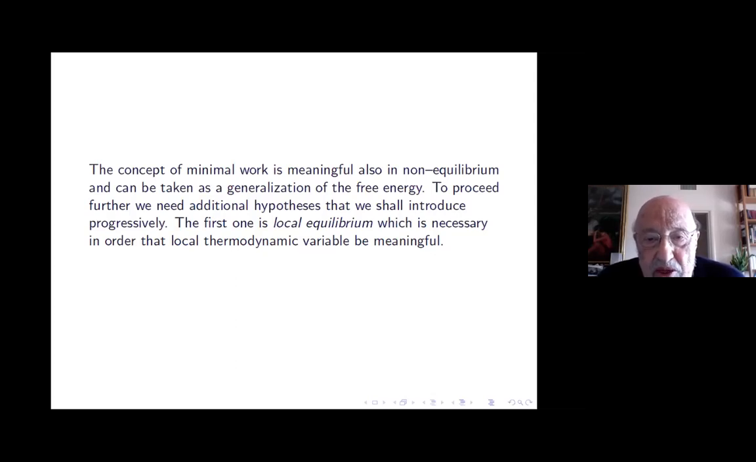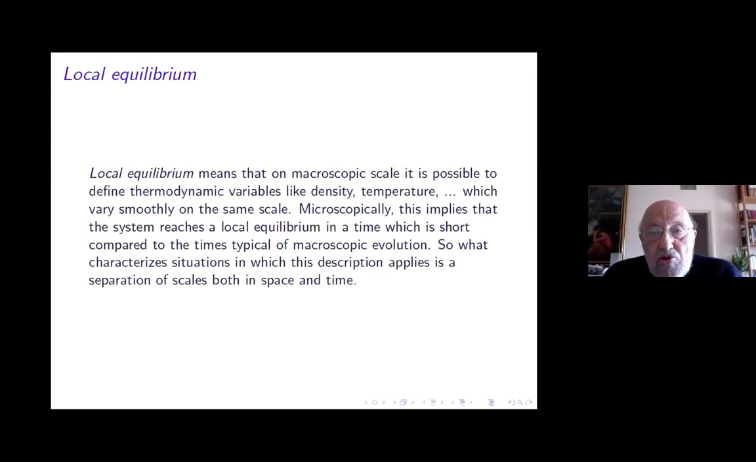Now, the second hypothesis that we introduce is the notion of local equilibrium. Local equilibrium means the following: at a macroscopic scale, but at a scale which is small with respect to the size of the whole system, you may define local thermodynamic variables, which vary smoothly on this scale. So this implies that the system reaches a local equilibrium in a time which is short compared to the times typical of macroscopic evolution. So there is a separation of scales. But locally, in order to be able to define thermodynamic variables, you must suppose that the system is essentially in equilibrium.